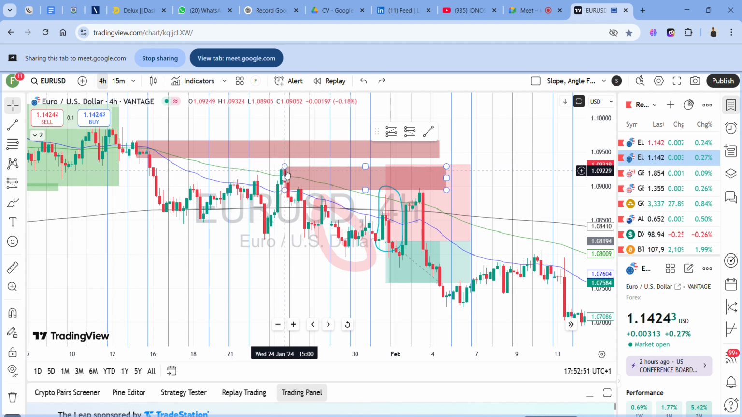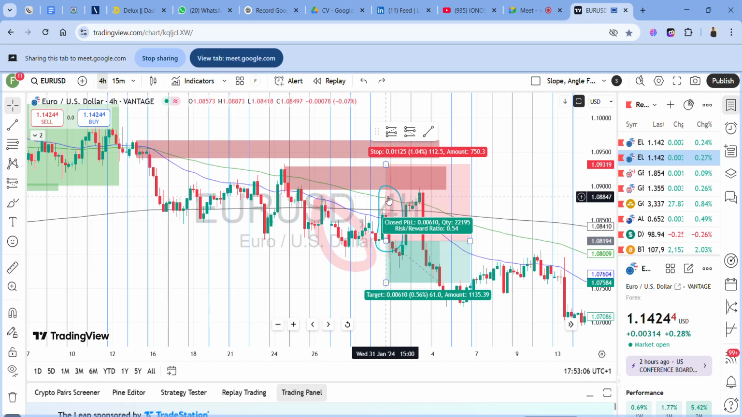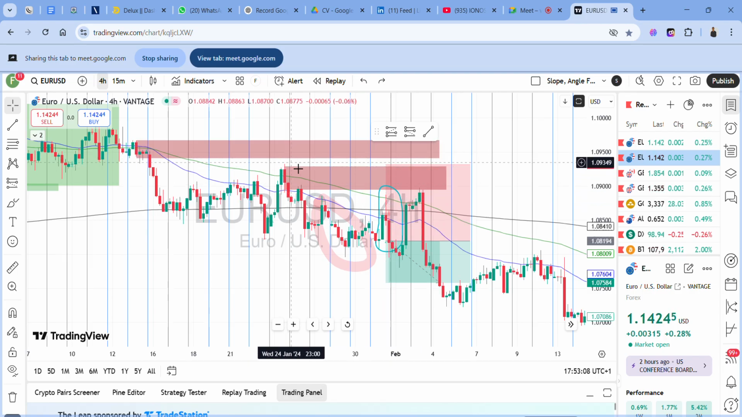This was the most recent swing low. All right, this was a low, lower low, lower high, another lower low. This is the main lower low. Then the market came to this zone. It hasn't broken this zone yet.